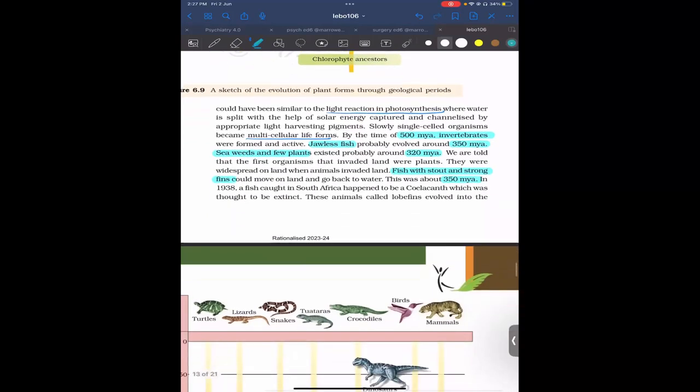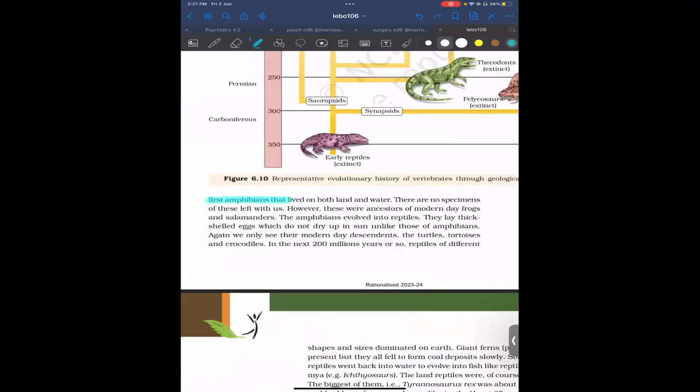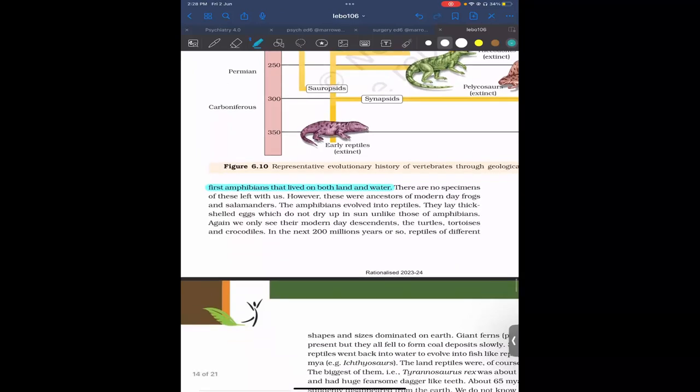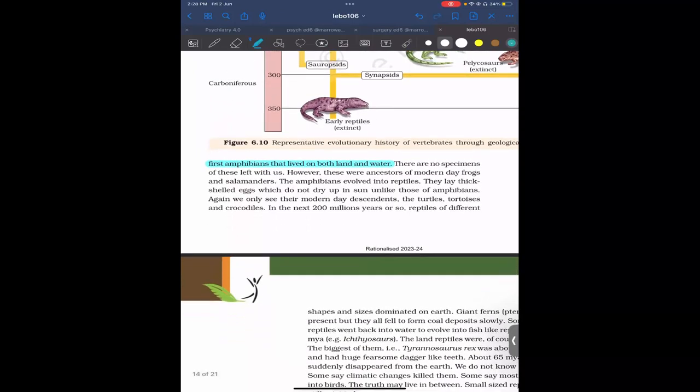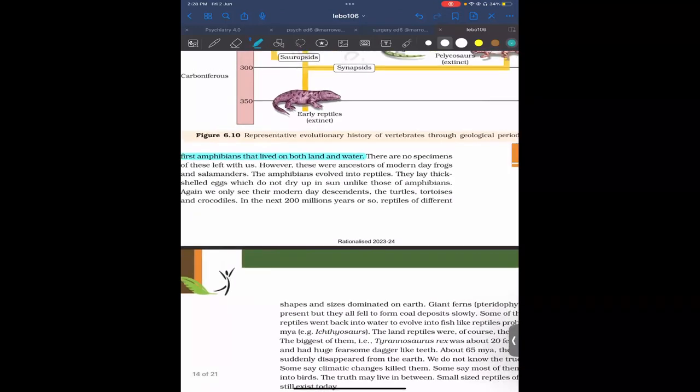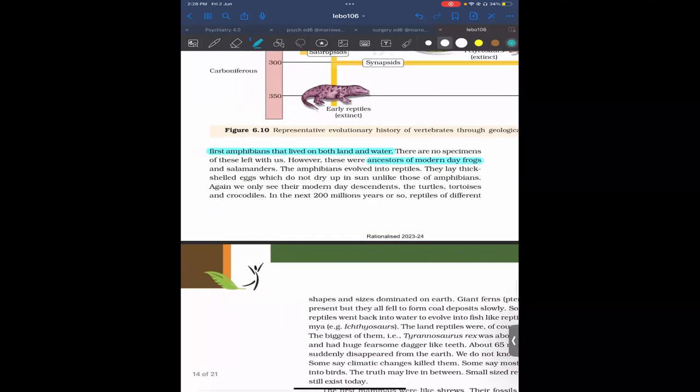And in 1938, a fish called Coelacanth was caught in South Africa, which was thought to be extinct, but it is not extinct. These animals are called lobefins. The first amphibian lived, the first amphibian that lived both on land and water. No specimens of these are presently left with us. The modern day frogs have these ancestors. These were ancestors of modern day frogs and salamanders.